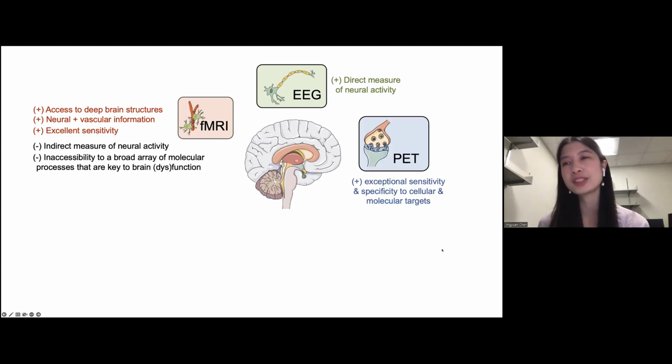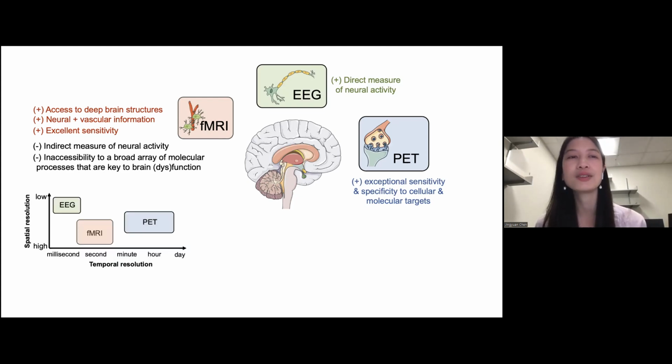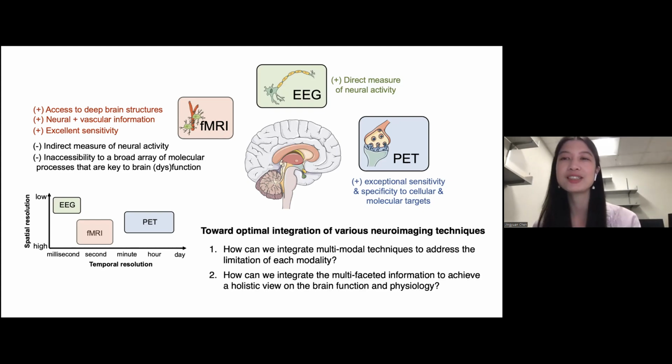And positron emission tomography is an excellent tool to image these molecular processes non-invasively in humans. And not just in their mechanisms, if you look at their spatial and temporal scales, they are also very complementary to each other. So my research also focuses on how we can combine these different neuroimaging techniques to address the limitations of each modality, and integrate the rich information gathered from different modalities to achieve a holistic view of the brain's function and physiology.